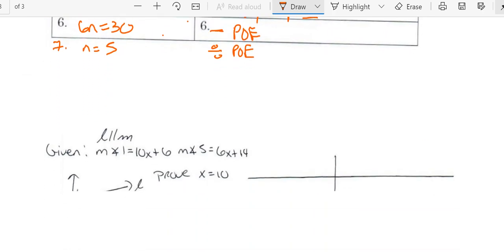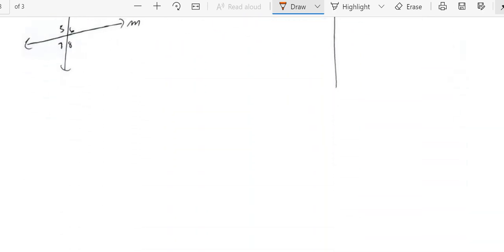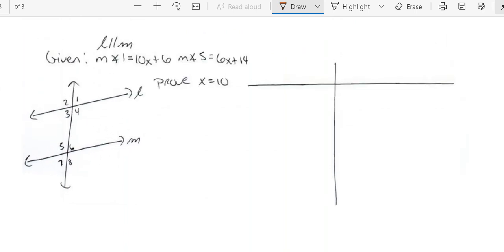All right, and last and final problem. Statement, reasons. These lines are parallel. Angle 1 is 10x plus 6. Angle 5 is 6x plus 14. So these angles have no relationship, but there is a way to gradually go about connecting them. So we start with our given.